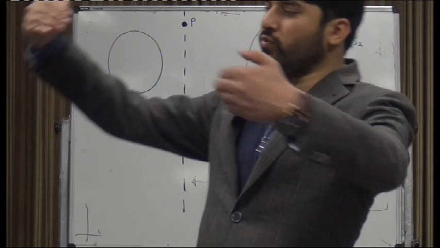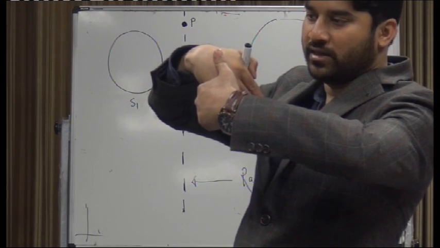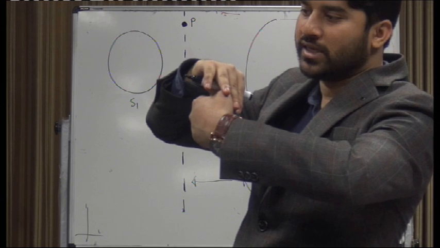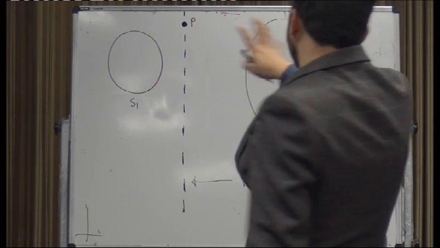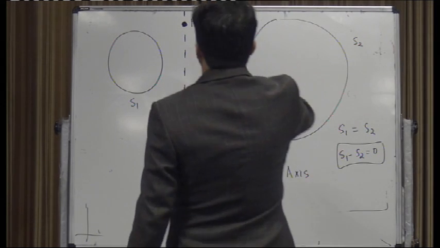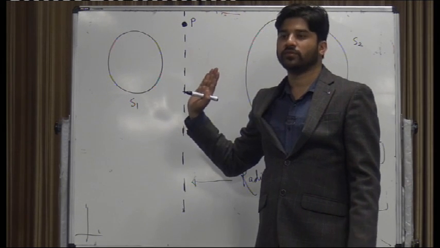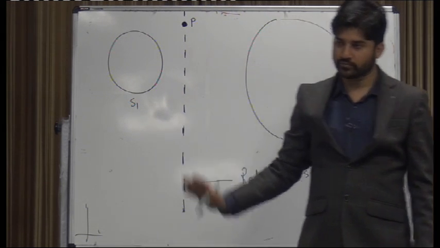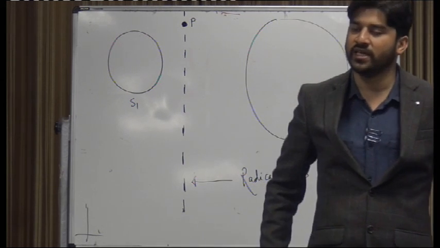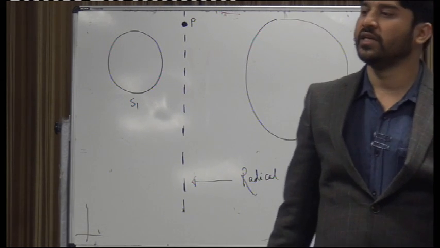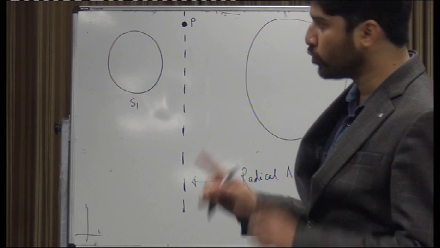So when two circles intersect, then the common chord becomes the radical axis, and when they are like this, there would be a line between them, which we are going to study now. So radical axis becomes basically the locus of a point such that the power with respect to both the circles would be the same.